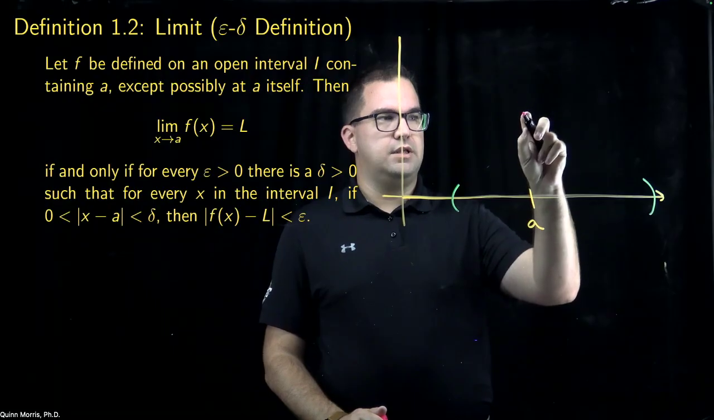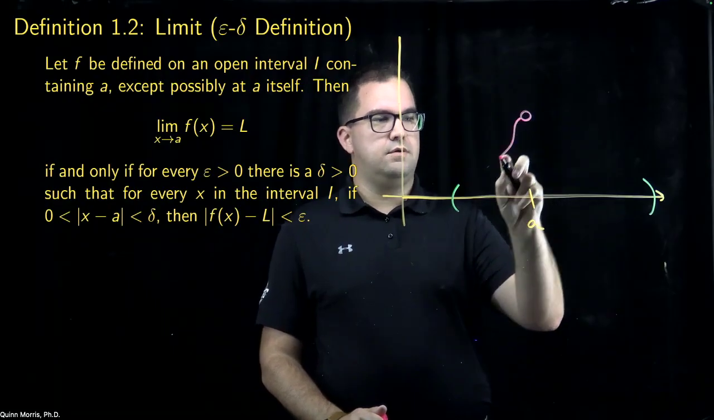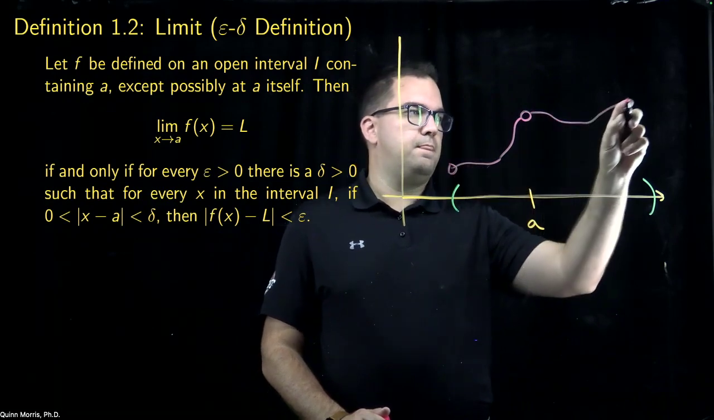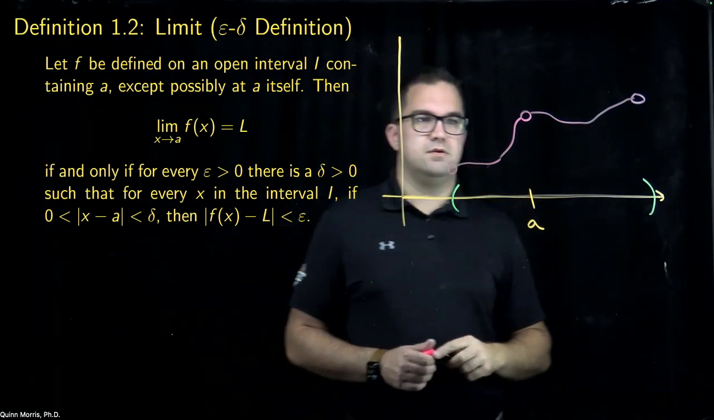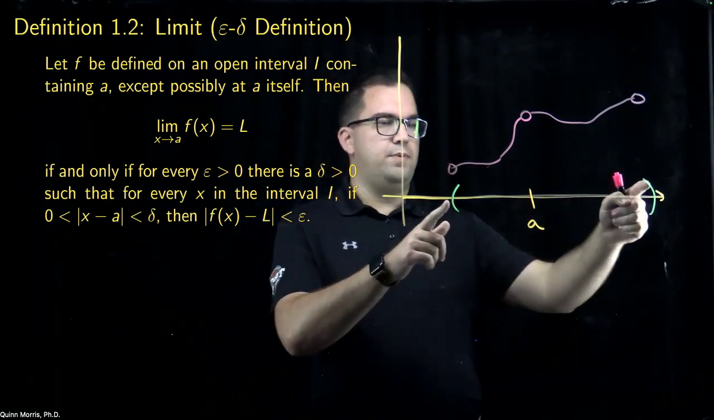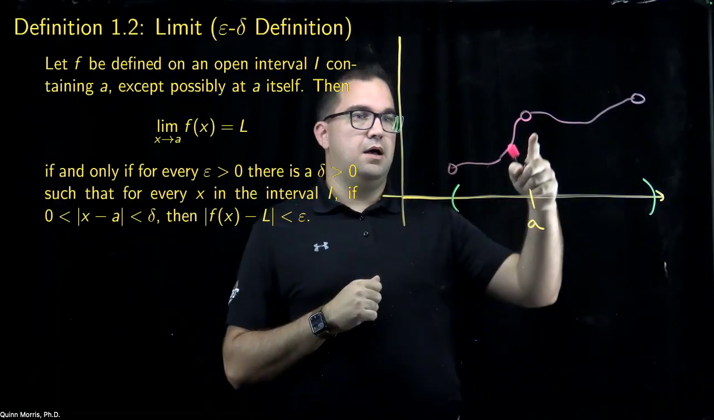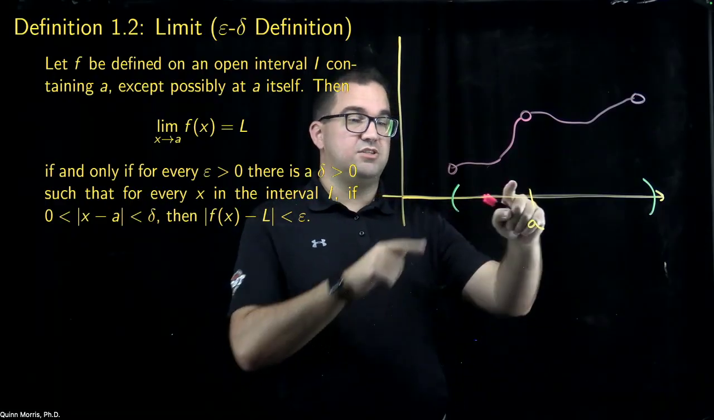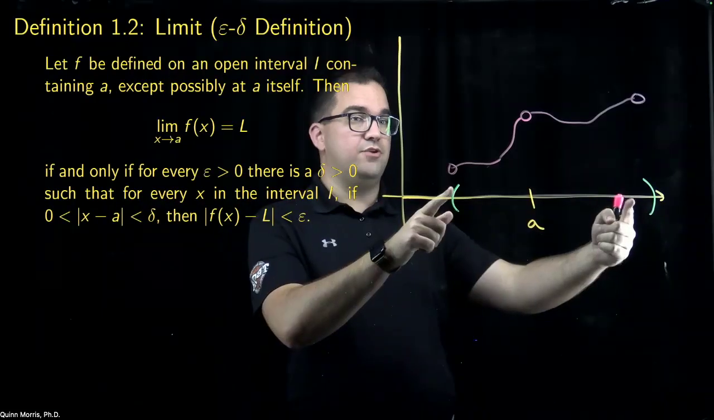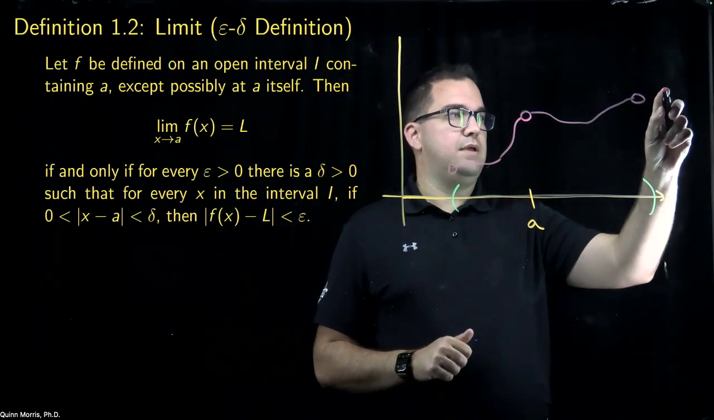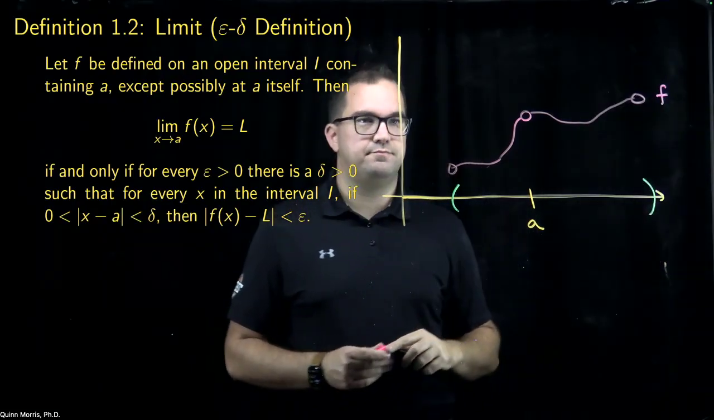So I have some function here, which does whatever. Maybe it looks like this. So it's defined on this open interval I, so it's not necessarily defined at the endpoints. It's not defined at a, but it's defined at every point in the open interval I except at a. Okay, so this in pink here, this is my function f.